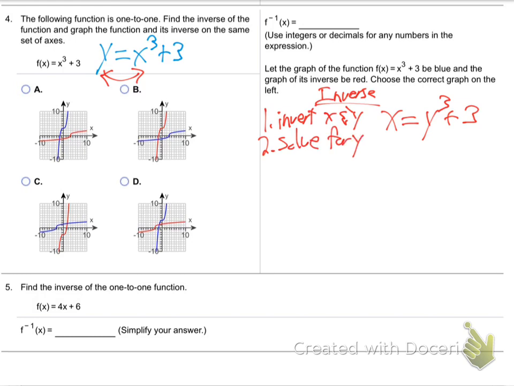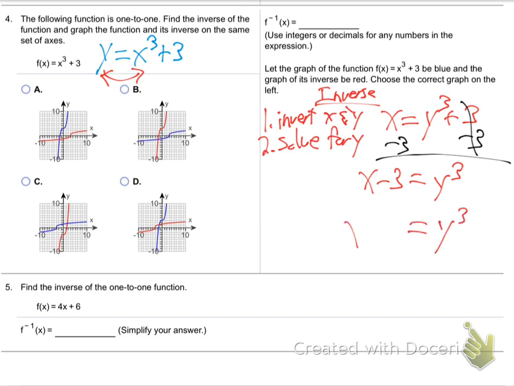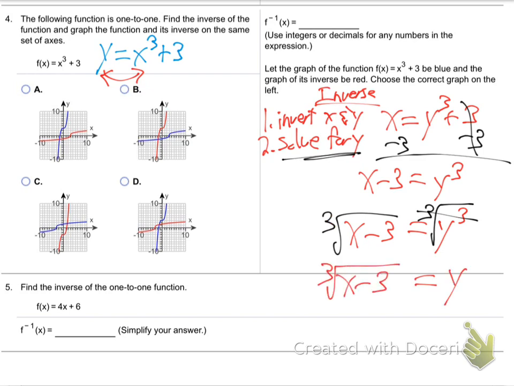So how do I solve that equation for y? Subtract 3 from both sides. We get x minus 3 is y cubed. And now how do we turn that into regular y? Solve for y means get y alone. You cube root it, because cube rooting is the opposite of a third power. Cancels it out. And so you get y alone, cube root of x minus 3. Okay, so there's the inverse function.